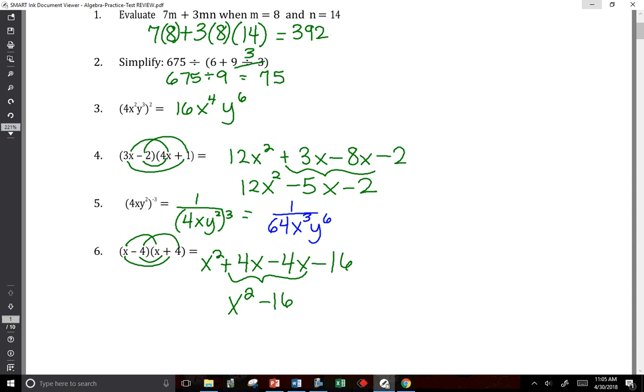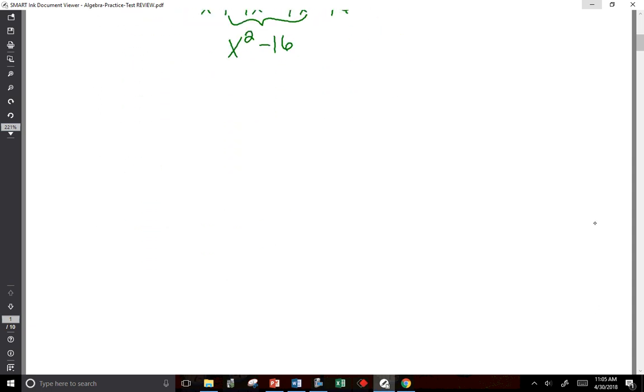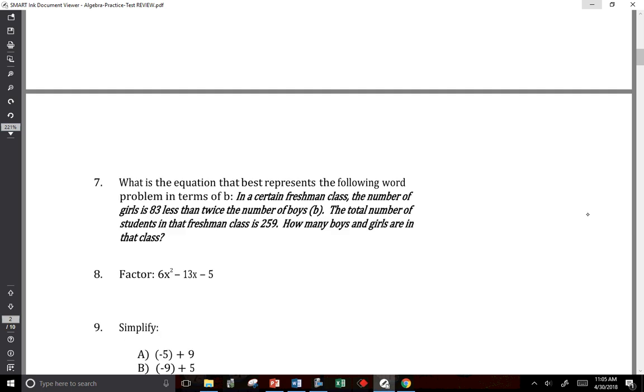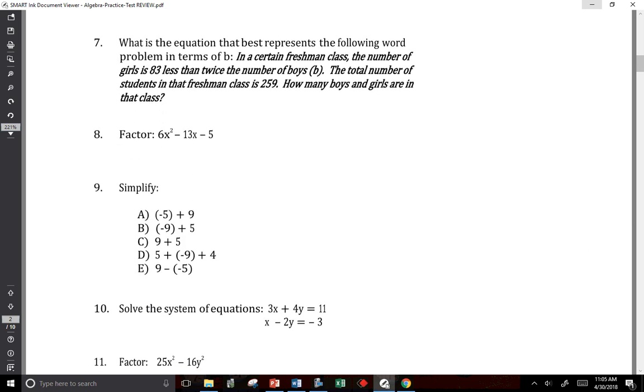Number 7, what is the equation that best represents the following word problem, in terms of B? So we want to write an equation for this scenario, but we only want to use B as the variable. In a certain freshman class, the number of girls is 83 less than twice the number of boys B. The total number of students in that freshman class is 259. How many boys and girls are in that class?